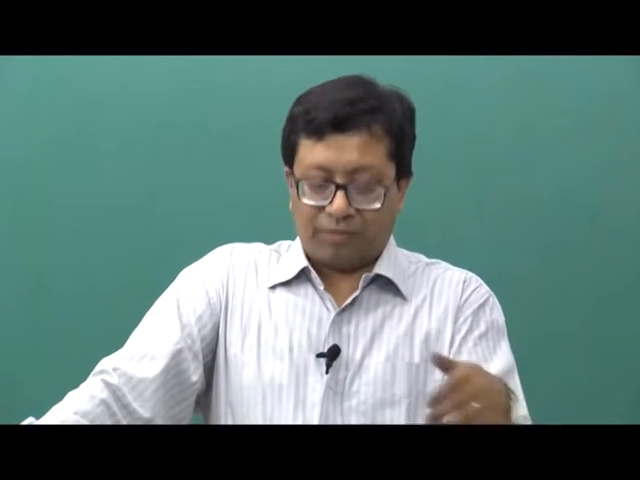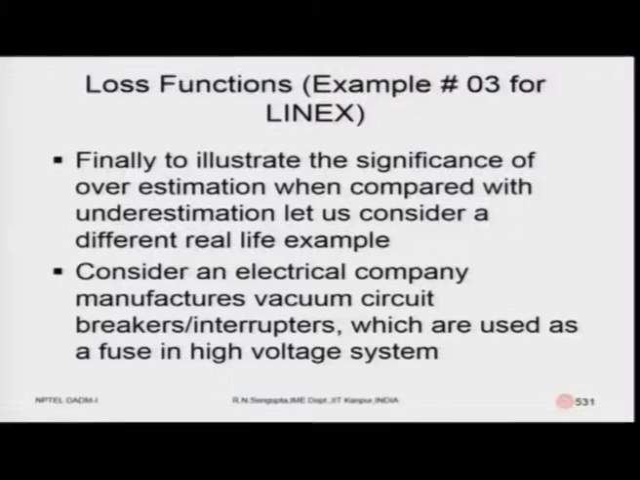So, in this case, if you had overestimated it, made it at 14, obviously you would have stopped working on the machine after the 14th month and changed the circuit breakers, hence your initial production could have been high, but in case there is a catastrophic loss, the overall loss would have been much higher because the probability would be much higher since it is 14 and not 12. So, in this case you will be tempted to take the value of A in such a way that overestimation would be more penalized. So, let me read it as it is written. Finally, to illustrate the significance of overestimation when compared with underestimation, let us consider a different life example.